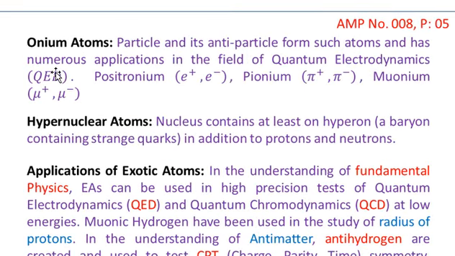Then we have the onium atoms. Particles and their antiparticles form such atoms, which have numerous applications in the field of quantum electrodynamics. For example, the positronium atom, which is made up of a positron and an electron, the pionium atom, which is made up of a positive pion and a negative pion, and the muonium atom, which is made of a positive muon and a negative muon, are typical examples of the onium atoms.